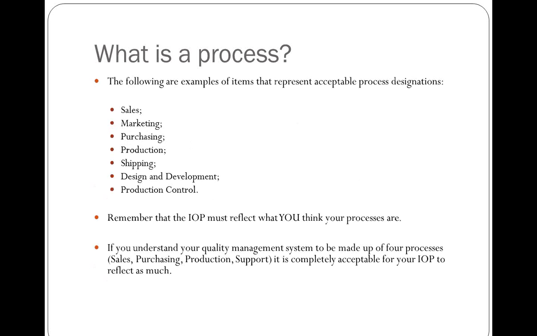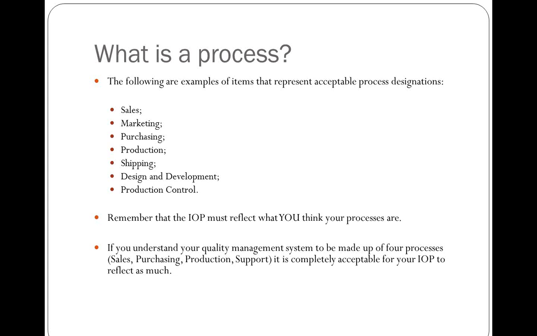Now, in terms of examples of items that represent acceptable process designations, the processes that we've got listed here represent items that we are commonly told are the processes of an organization. These are what you might refer to as the usual suspects. We have sales, marketing, purchasing, production, which some companies call manufacturing, shipping, design and development, production control. Of course, these are just examples. What you have to remember is that your IOP has to reflect what your processes are.